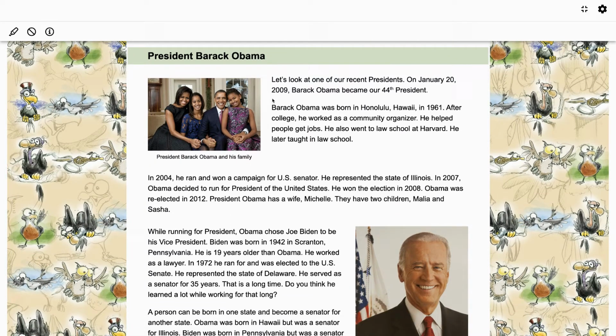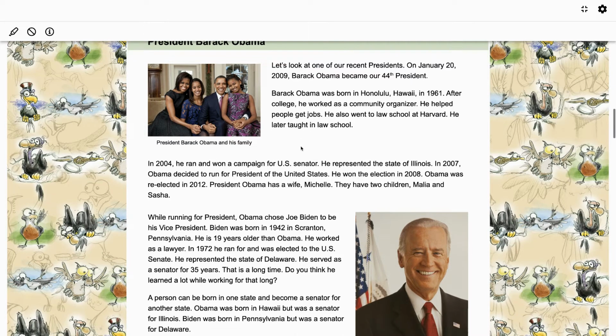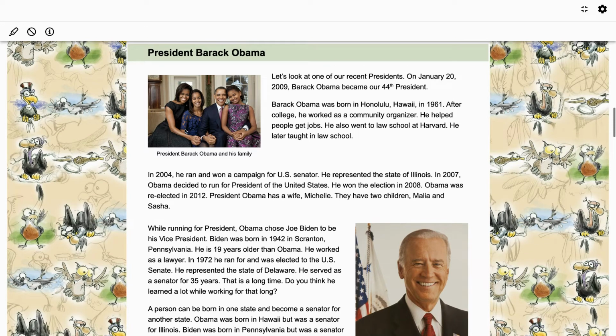President Barack Obama. Let's look at one of our recent presidents. On January 20th, 2009, Barack Obama became our 44th president. Barack Obama was born in Honolulu, Hawaii in 1961. After college, he worked as a community organizer. He helped people get jobs. He also went to law school at Harvard, and he later taught in law school. This is an older picture of him and his family.